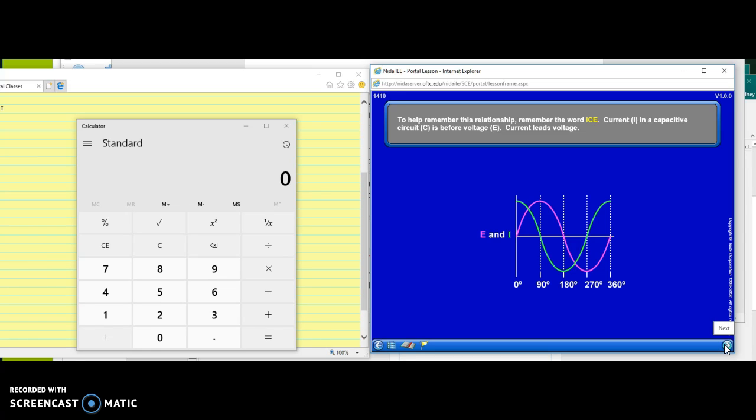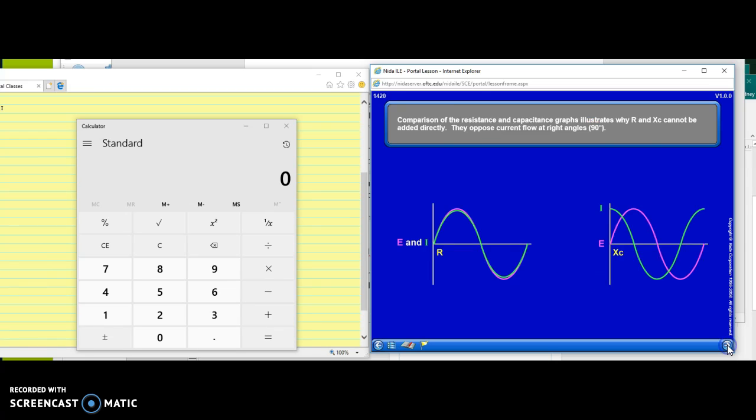Remember this? Remember the word ICE. Current, which is I, in a capacitive circuit, is before voltage. Current leads voltage. So we'll have current leading voltage. You take a look at that graph, you see that the green line there is leading the voltage, and then as the voltage rises, the green falls. So we have a point where we're more positive here. This is having to rise, and then we start toward the negative side.